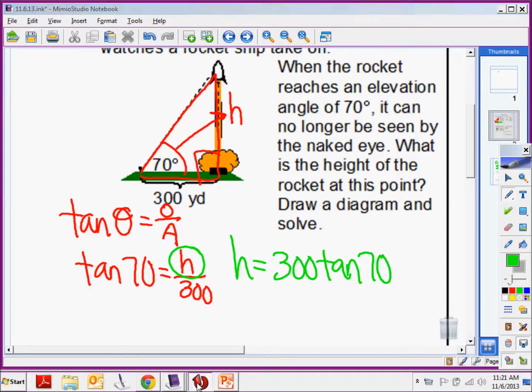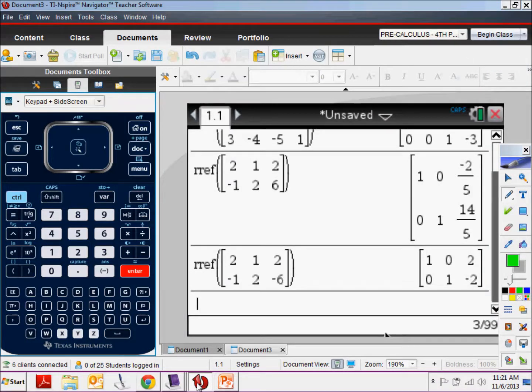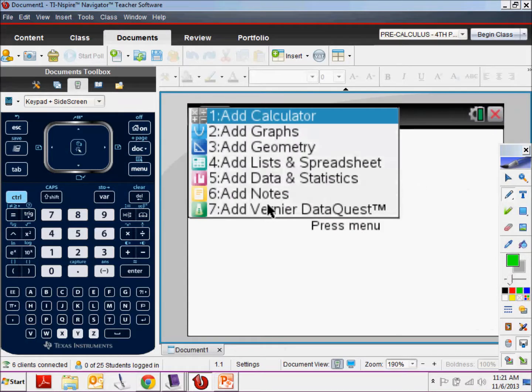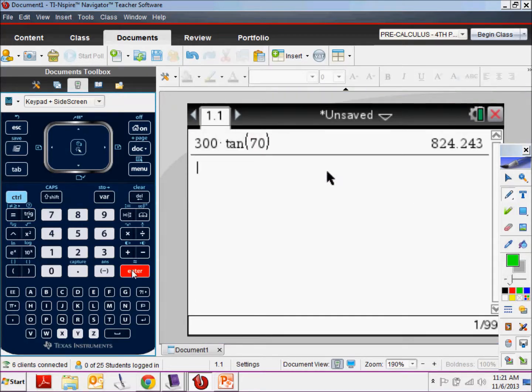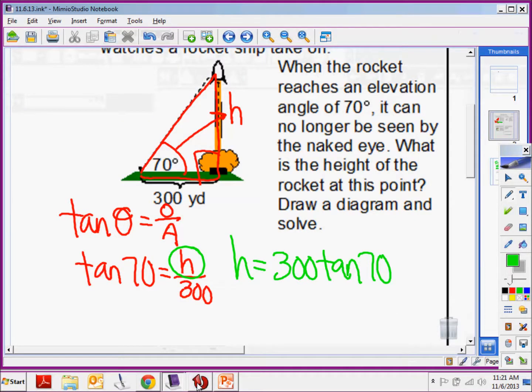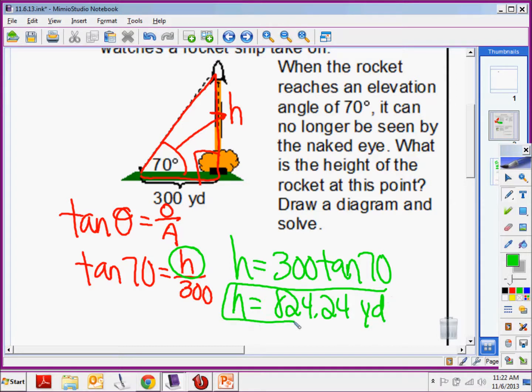70. So I go to the calculator. Okay, 300 tan of 70, and I get 824 and 24 hundredths of a yard. We're going to practice rounding to the nearest hundred. So this rocket is in the air about 8 football fields. If you could stack 8 football fields on top of one another, that's how high the rocket would be.